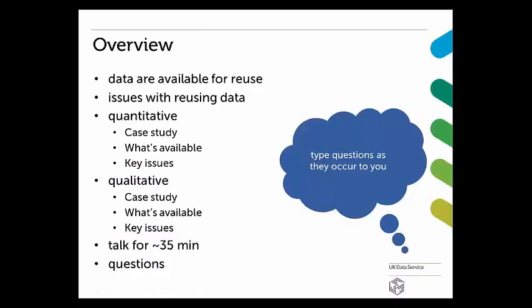So here we go, let's get started. Here's the overview of the webinar. We're going to start with a general discussion about what data is available for reuse and some key issues about reusing data. We're then going to look at quantitative data, with a case study, different types of data available and some of the issues around reusing quantitative data. I'll then pass you over to Maureen to talk us through the reuse of qualitative data. Together we'll talk for about 35 minutes and then there'll be time for questions.